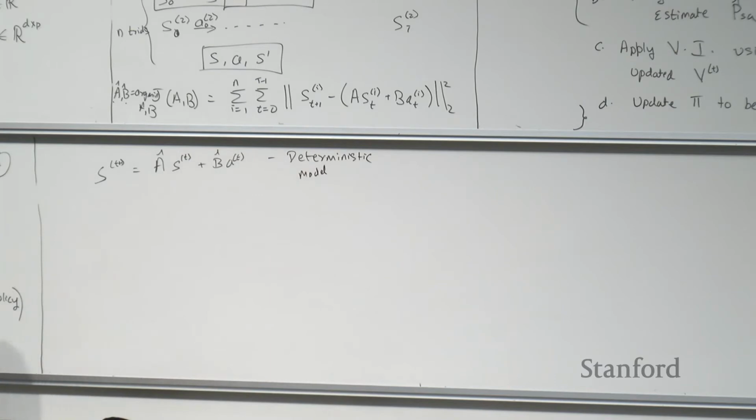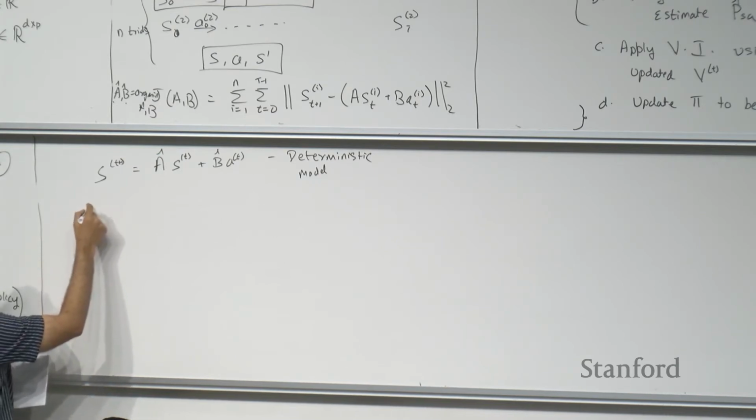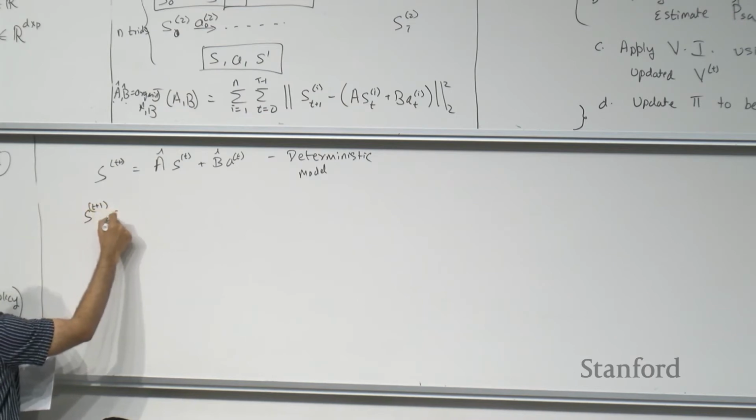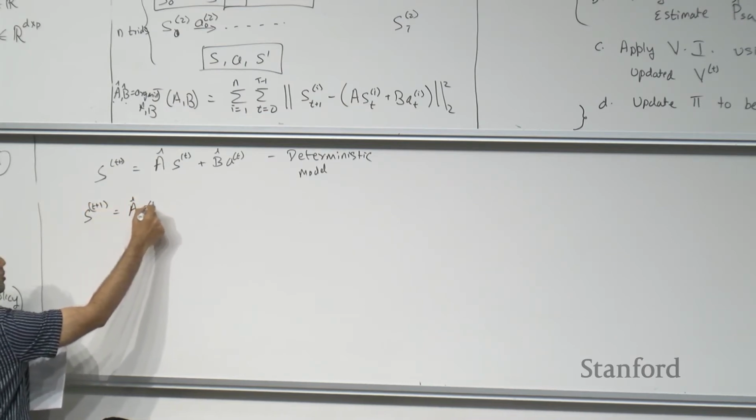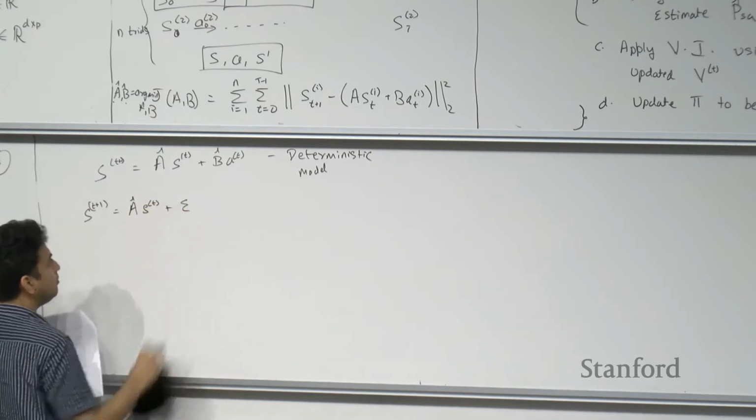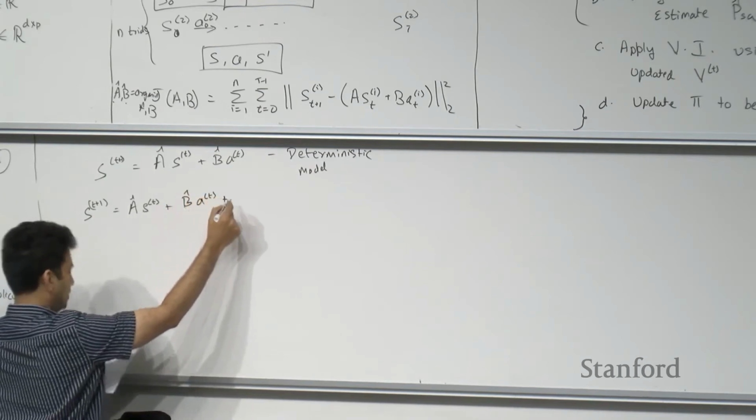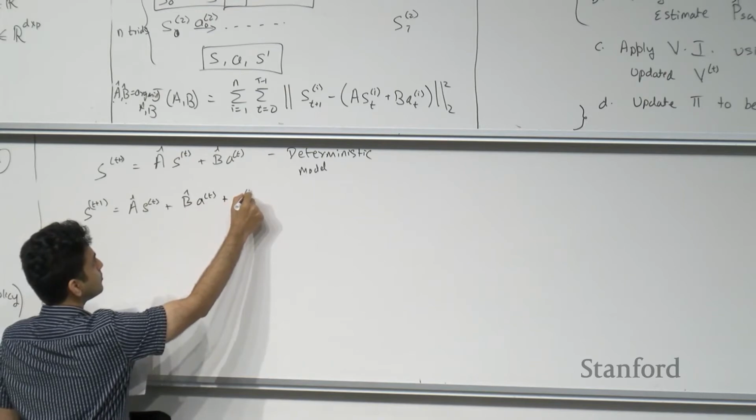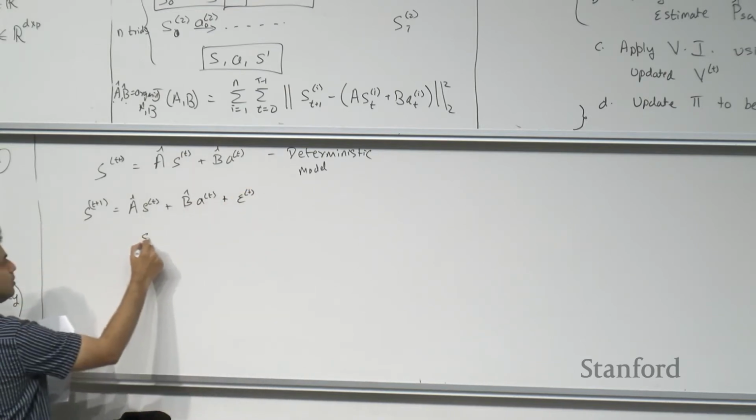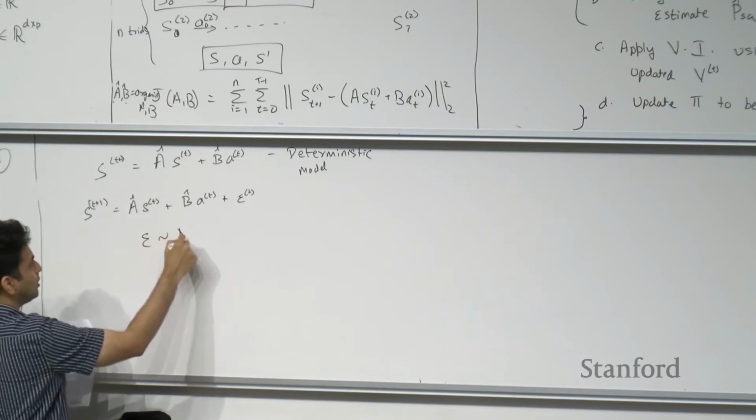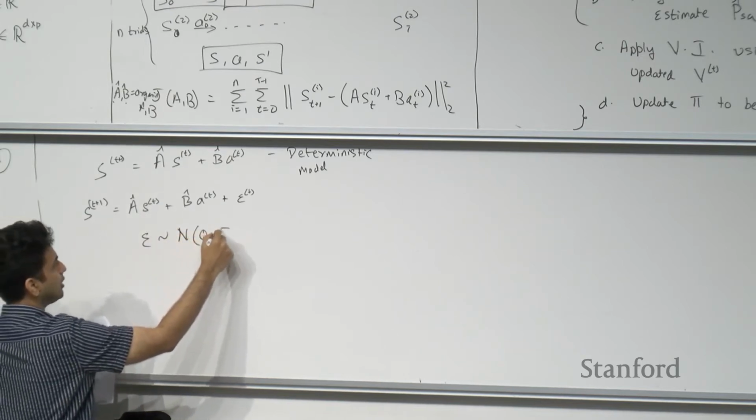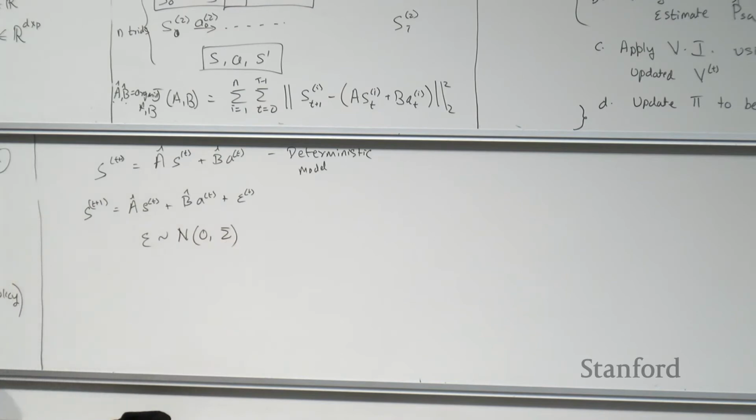But in reality, it's always a good idea to have some kind of stochasticity in your model, which means we want to predict S t plus 1 equal to A hat S t plus B hat A t plus some epsilon, right, where epsilon comes from, a common choice is a normal distribution that has mean 0 and some covariance sigma. And it's also possible to learn this sigma from data.